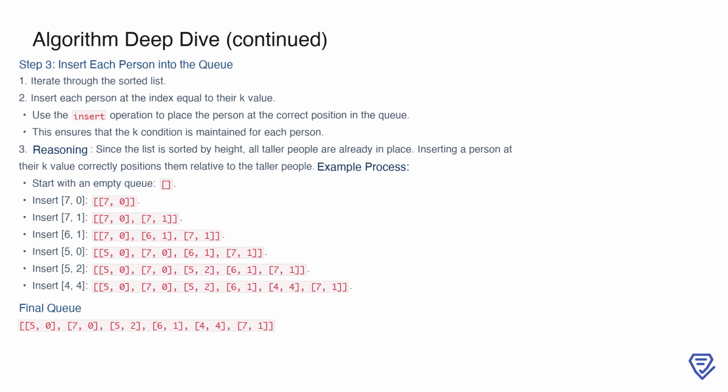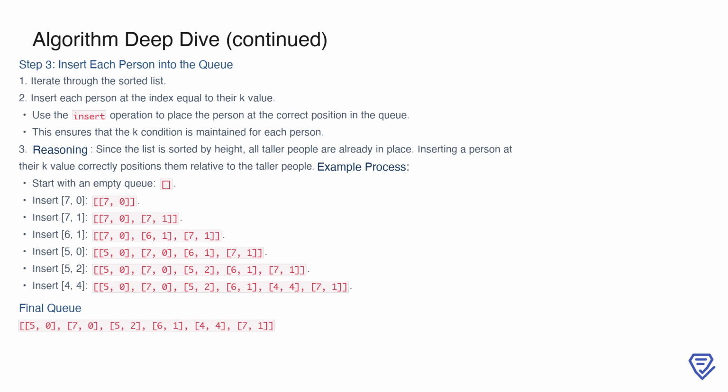For example, starting with an empty queue, we first insert [7,0], giving us [7,0]. Then, [7,1] is inserted at index 1, resulting in [7,0], [7,1]. Next, [6,1] is inserted at index 1, pushing others to the right and producing [7,0], [6,1], [7,1]. We continue this process with [5,0], [5,2], and finally [4,4], ending with the reconstructed queue [5,0], [7,0], [5,2], [6,1], [4,4], [7,1]. This method works because the list is already sorted, and taller individuals are placed first, simplifying the insertion logic for shorter people.